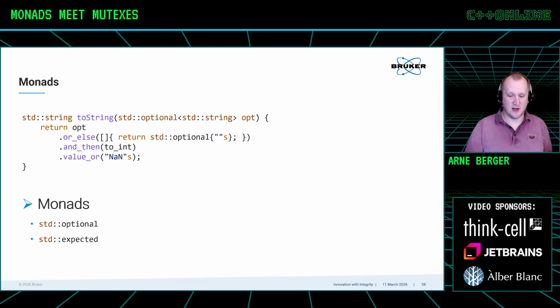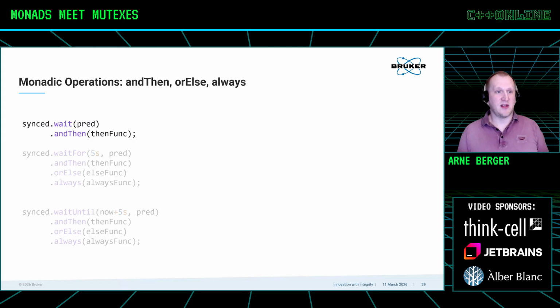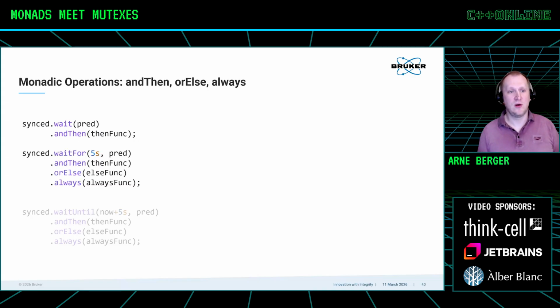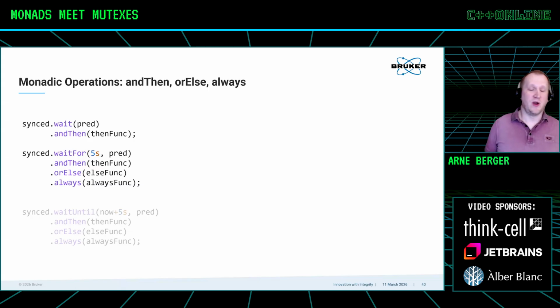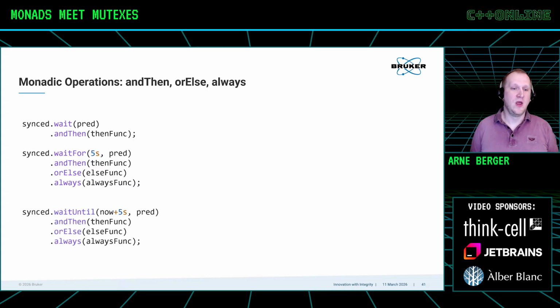Okay, so with monads, what can we do? How should our API look then? For the wait and then, we can just say, okay, we want to call a wait that returns something. And on this something, we can then call the andThen function if we want to. And then that function is called afterwards. And for the waitFor, it would look almost the same. We call the waitFor. Then on the return thing, we call an andThen. And on that return thing, we call an or else. And then we call an always. So that's the same for wait until.